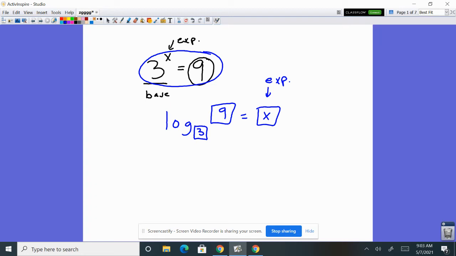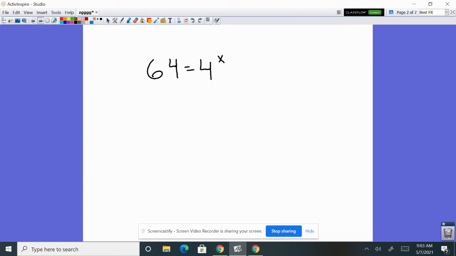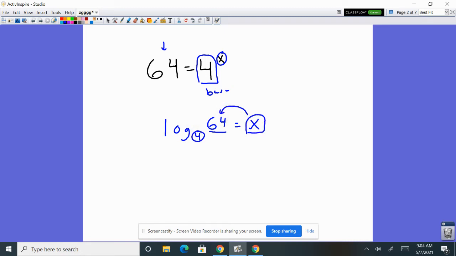So there's one example. Let's look at the next example. We want to write this in log form. Well, this is our base, we know, and this is our exponent. So this is going to be log of 64. This answer over here is always what goes right here. So the log of 64 base 4 equals the unknown x. Because we know that this is the base, 4 to that power gives you that answer there. It just takes a while getting used to writing it this way.